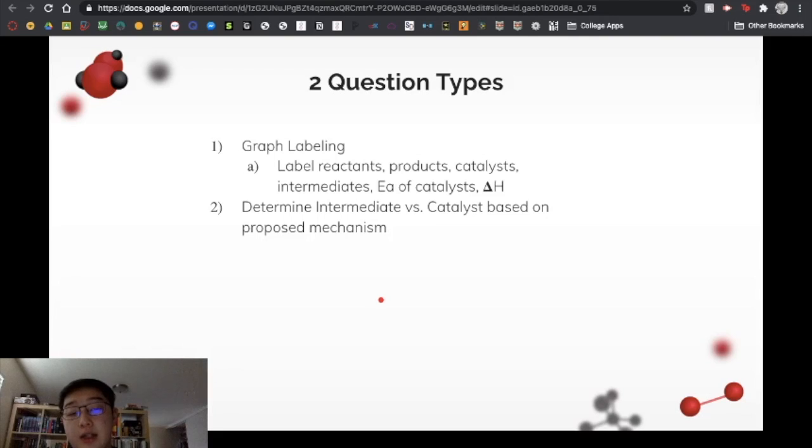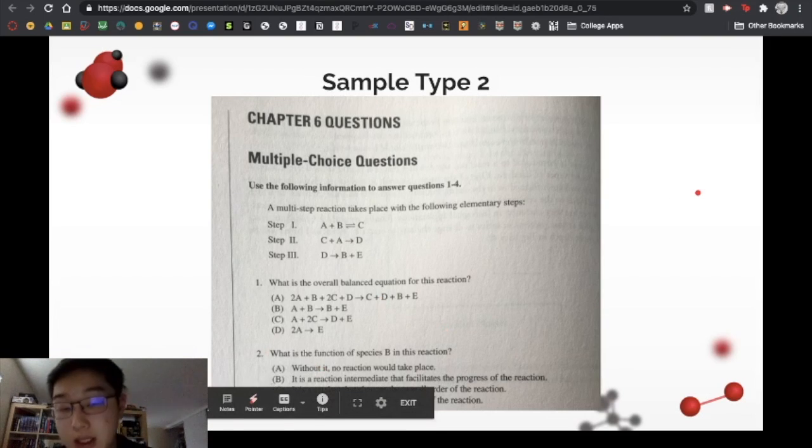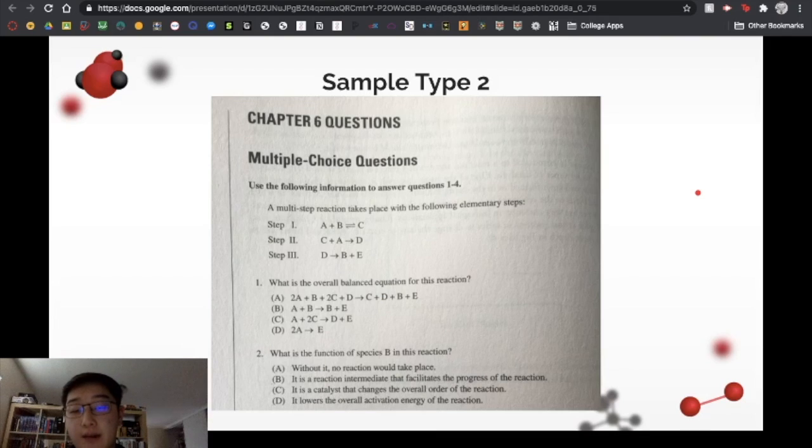And then the second question type is determining intermediates versus catalysts based on the proposed mechanism. Here is a sample of that type, which is number 2 down here. This is the same multiple choice question as before, but it states: what is the function of species B in the reaction? You can see B is present at the very beginning and at the very end, so you know that it's a catalyst because it wasn't consumed throughout the course of the reaction. The correct answer is D. It lowers the overall activation energy of the reaction, which is how all catalysts work.